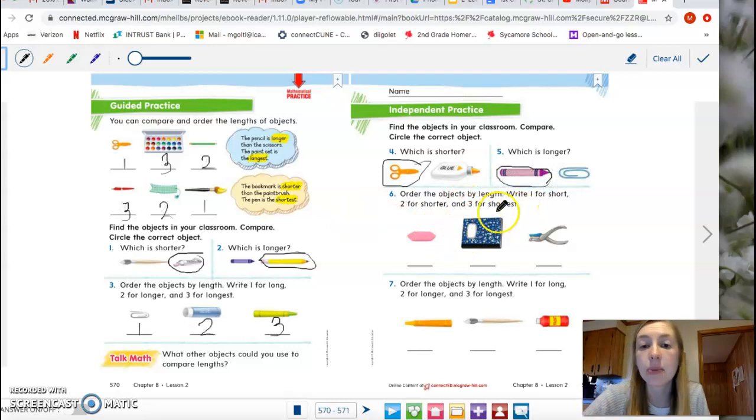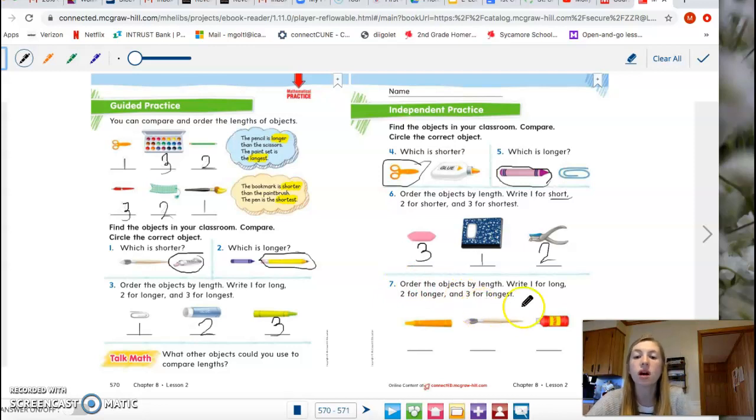Okay, again, we're going to label. It says order the objects by length. I'm going to underline the word shorter because it's looking for us to order it by shorter. Number 1 for short, 2 for shorter, and 3 for shortest. I think it's easiest to work backwards. So let's find the shortest thing and label it 3. You're right, I think that eraser is the shortest. Let's label it 3. A little bit bigger than the eraser is this hole punch. We'll call that 2. And the notebook is the short one, and we'll label it 1.